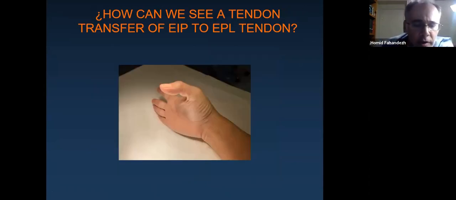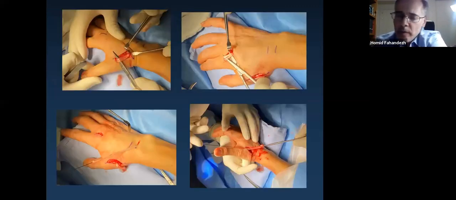Another utility of the ultrasound is to check after tendon transfer if the tendon transfer is okay when the patient comes to your office. So how can we see tendon transfer of extensor index proprius tendon to EPL? The first thing that we must know is the technique, no?